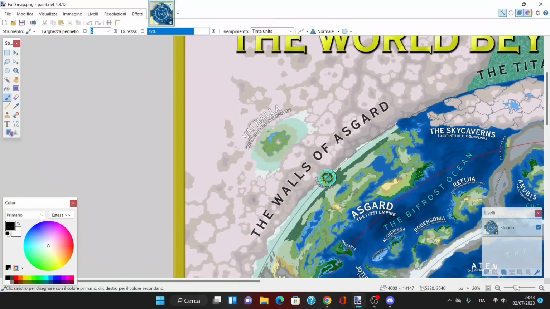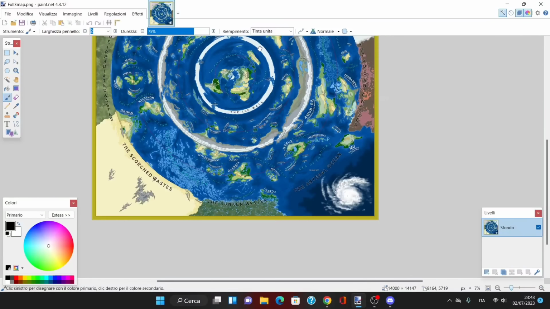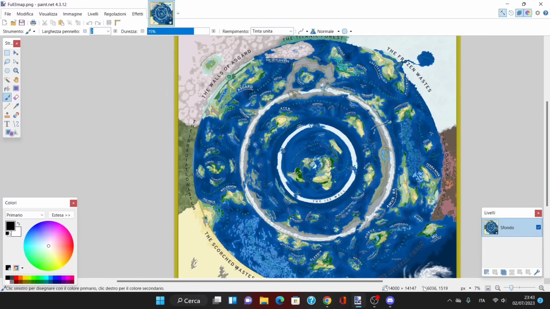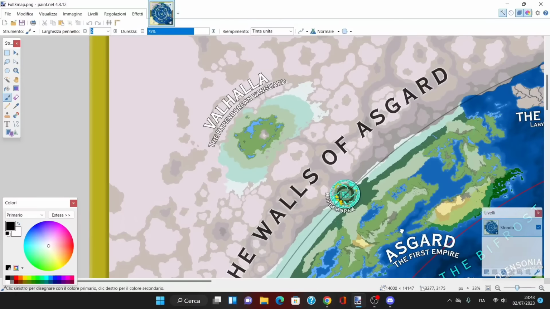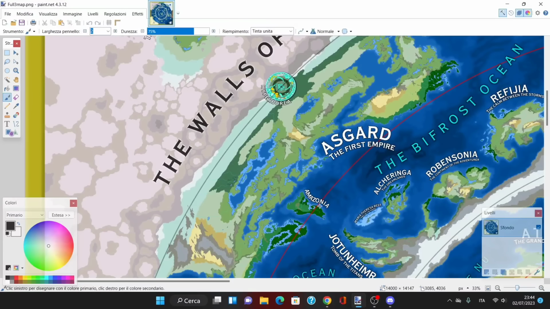So you can see just how big and important the Walls of Asgard are, that they are one of the major dividers between the second ring and whatever is outside of it, and you can really see how important Asgard itself is. So let's talk about the actual population of Asgard and what it means to be the first empire as told here. So one thing you have to know about Asgard is its population.